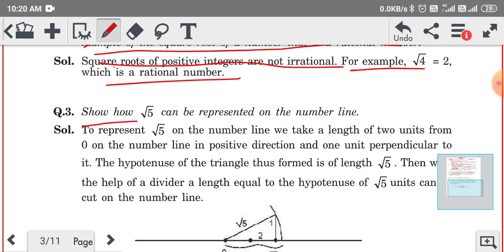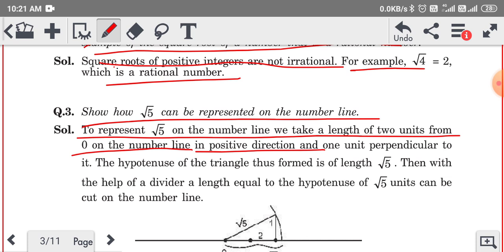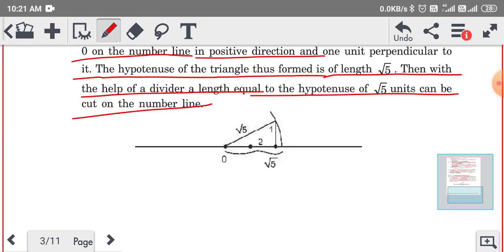Next: show how root 5 can be represented on the number line. To represent root 5 on the number line, we take a length of 2 units from O on the number line in a positive direction and 1 unit perpendicular to it. The hypotenuse of the triangle thus formed is of length root 5. Then with the help of a divider, a length equal to the hypotenuse of root 5 units can be cut on the number line, that is this.